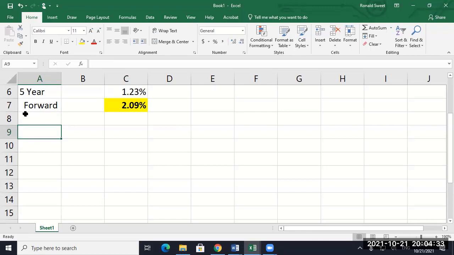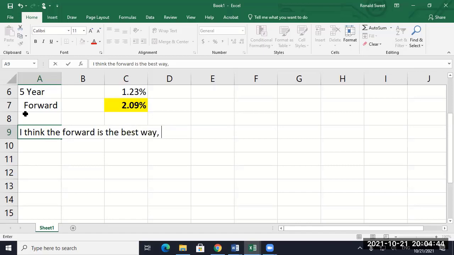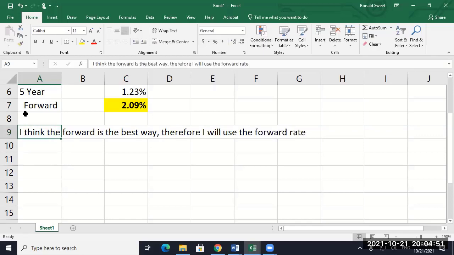So most students do okay with that. I have had students say, I think the forward rate is the best way, therefore I will use the forward rate. Because I told them, tell me why you're using the forward rate. That's just not enough information for me. All right. Why do you think the forward rate's the best approach? I gave you my answer, right? We're in this creative writing exercise, so you need to do better than that.